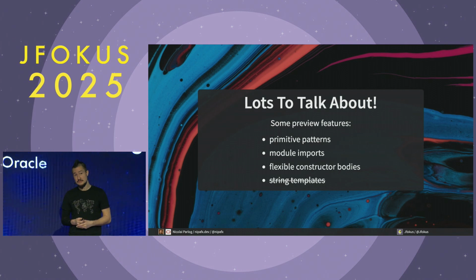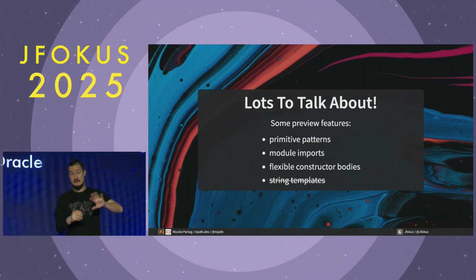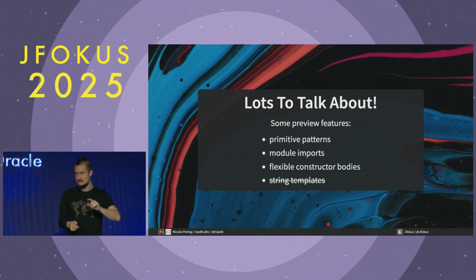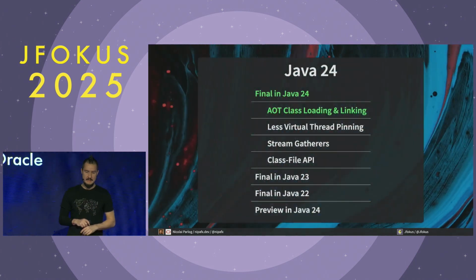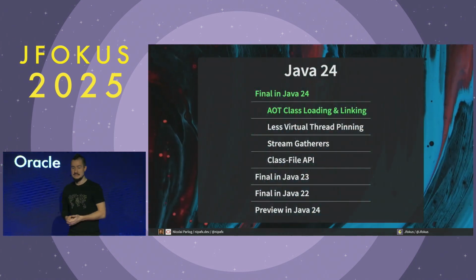And then we have some preview features that we could talk about. There are more, actually, but these are the 3 that I prepared. And then the one at the bottom, which is no longer a preview feature, but sometimes people are curious why and what happened. So we could talk about that as well. But for now, I just want to get started. Let's talk about AOT class loading and linking.